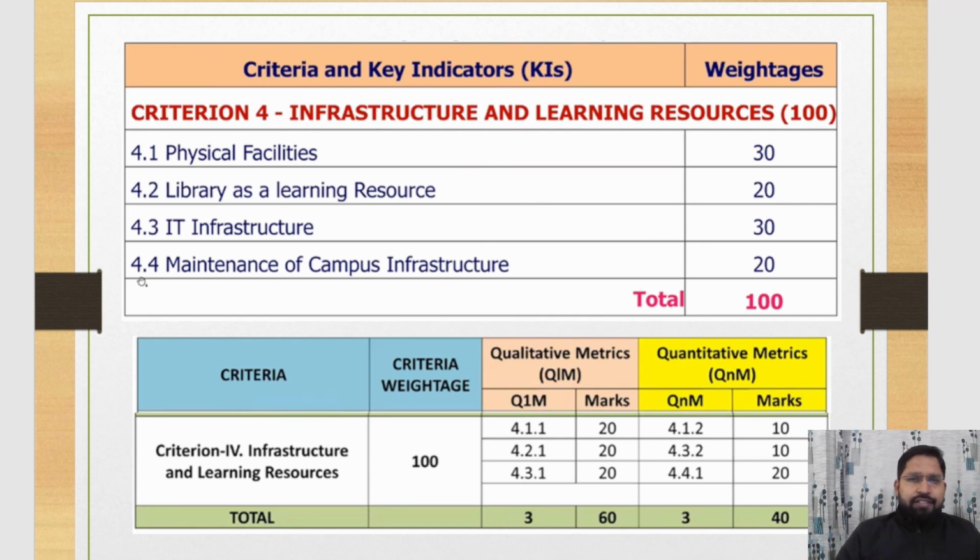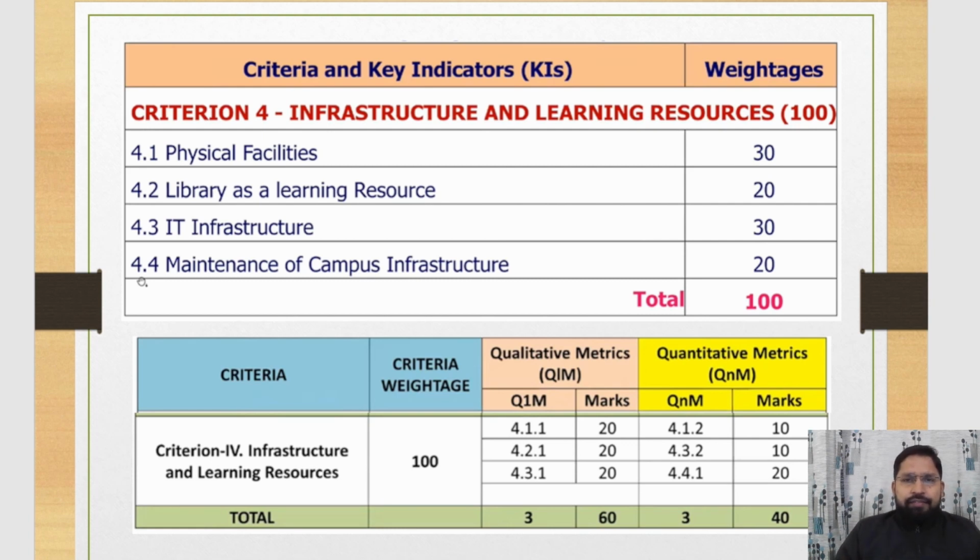These four key indicators are further divided in the form of qualitative metrics and quantitative metrics. There are three qualitative metrics. These are 4.1.1, 4.2.1, 4.3.1. Their weightage is 60. And there are three quantitative metrics. These are 4.1.2, 4.3.2, 4.4.1. Their weightage is 40. Total weightage of qualitative and quantitative metrics is 100.